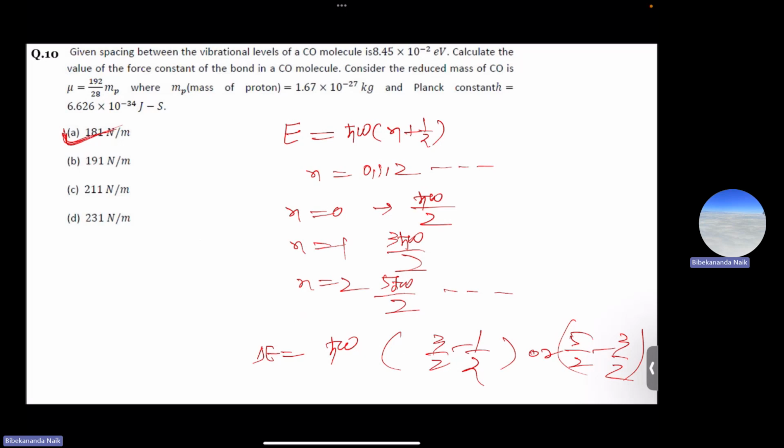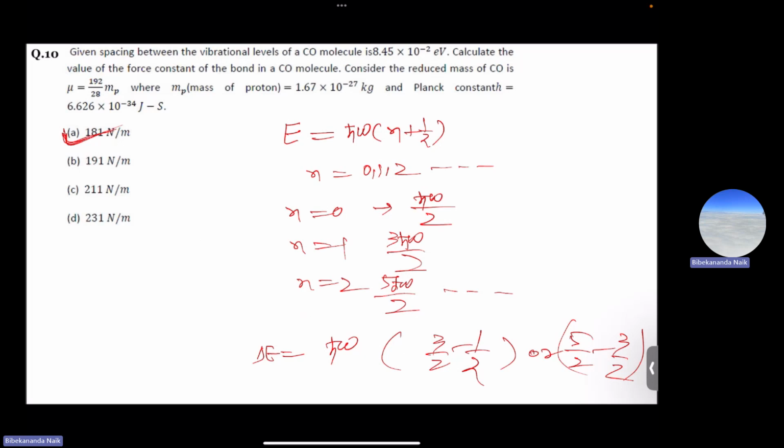So in this question, the spacing between the vibrational levels was given, the reduced mass was given, and we needed to find the value of the force constant. In order to find it, we need to know the values of the reduced mass and the angular frequency of vibration. Since the reduced mass is given, we only need the angular frequency, which can be calculated from the energy spacing between the vibrational levels, because the energy spacing is nothing but h cross omega or h nu.